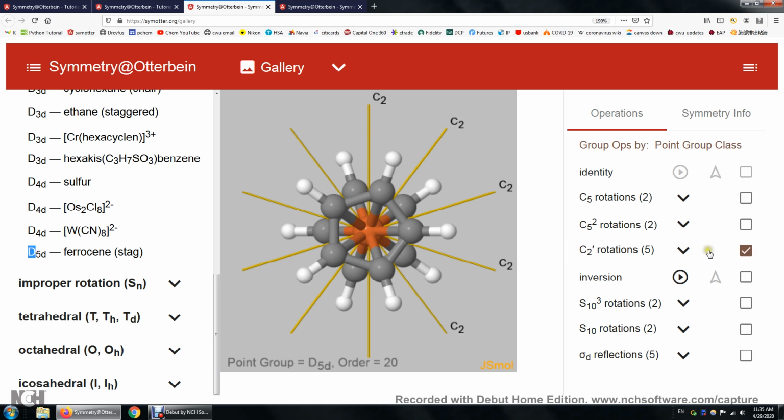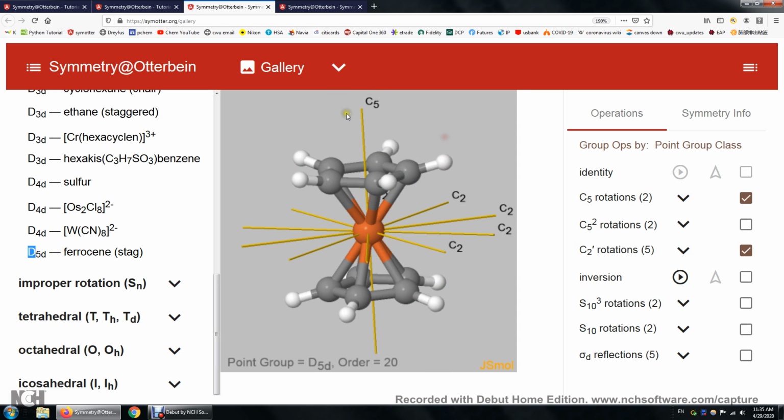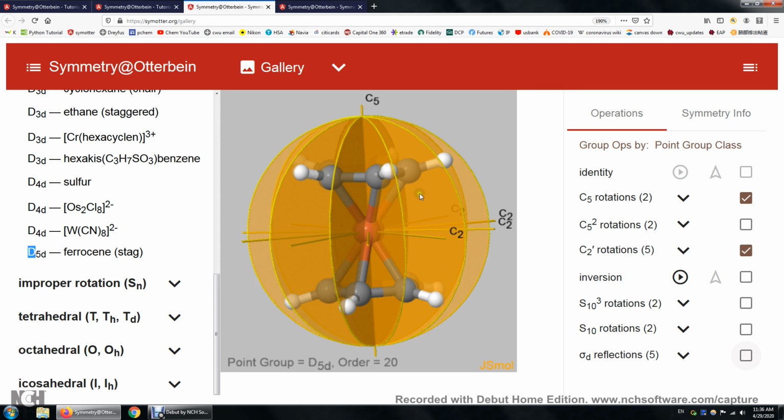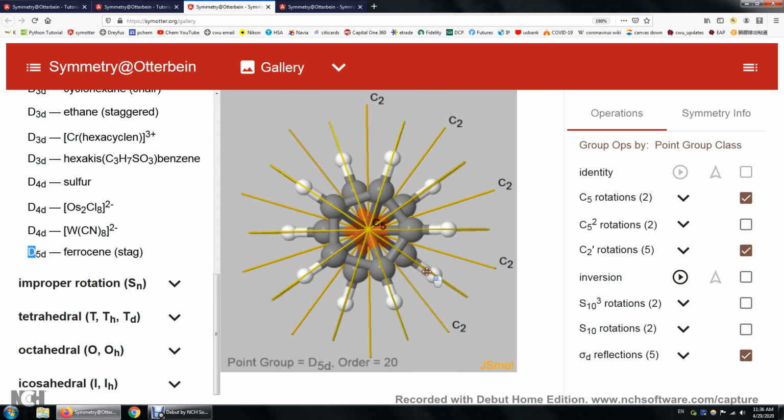So I want to show you these 5 C2 axes. I want to show you the principal C5 axis. So you can see there's a C5 and there are 5 C2s perpendicular to the principal axis. All right, and then the last D means you have sigma D's that contain the principal axis. 5 of them. So I'll click this to show you the 5 sigma D's. They all contain the principal axis.